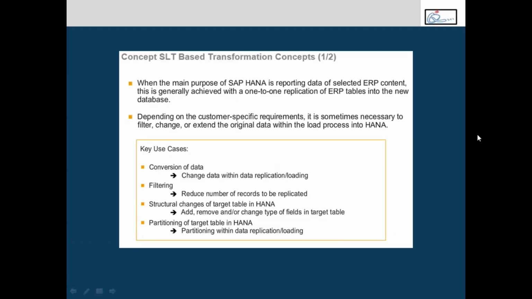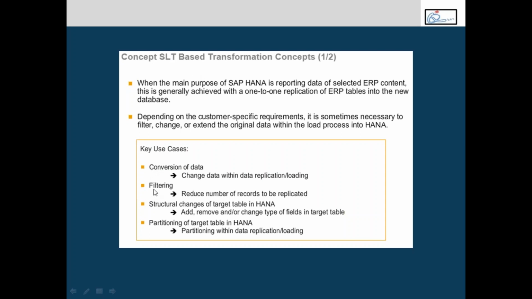By using SLT, how do we do the transformation? So we're trying to focus on conversion of data. Let's say you're extracting data from some source into HANA through SLT, and there is some column for which we are not happy with the values. You would like to transform that. Then I can do that through the transformations concept of SLT.